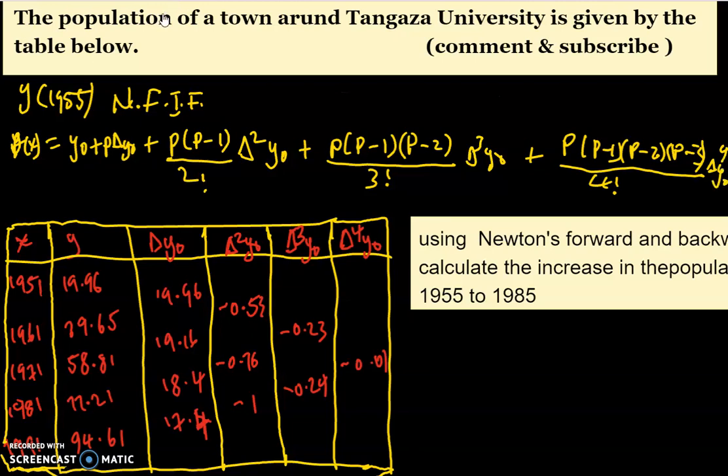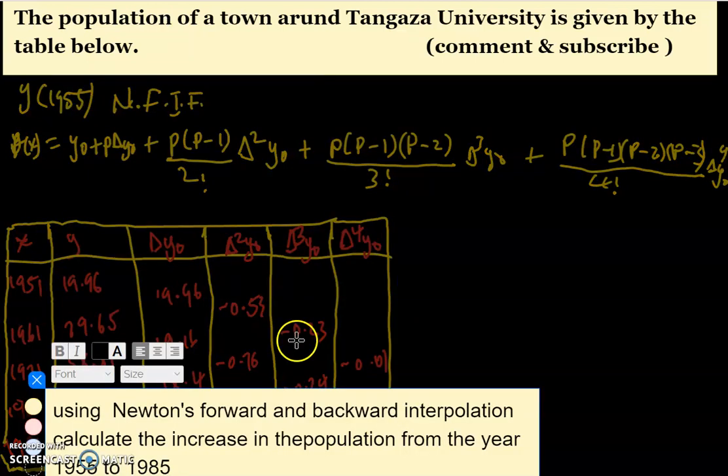Okay, so this is what we have now. So now let us find the value for p.